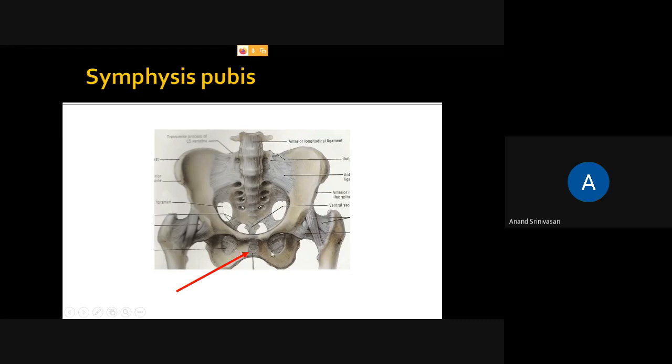During the delivery of the baby from the mother, this symphysis pubis will relax, and thereby the baby will pass through the pelvis. Normally it is not movable, but during the delivery of the baby, it will be relaxed a bit so that the baby can pass through the pelvis. So these are the cartilaginous joints.